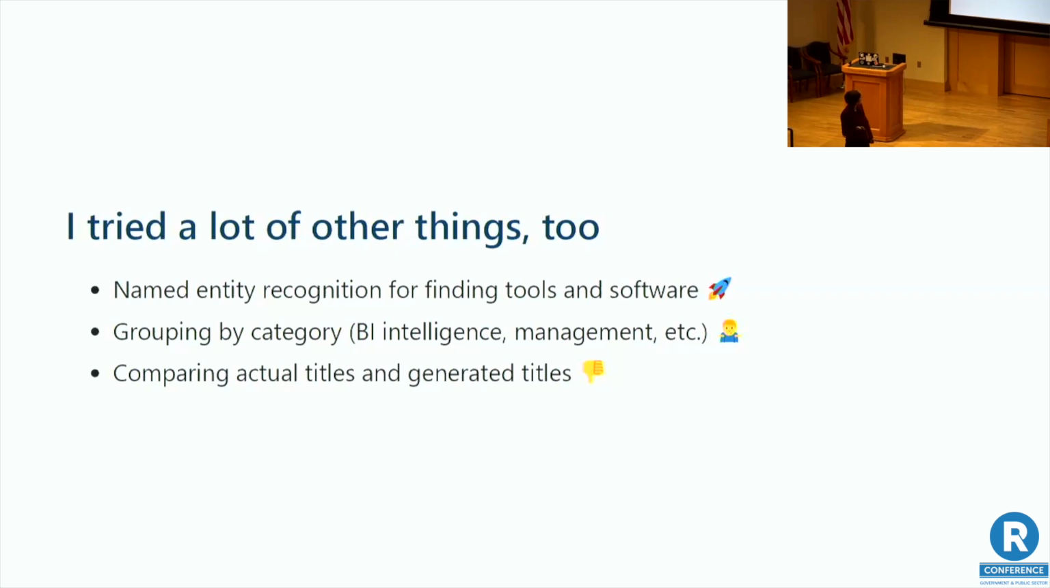Grouping by category, so saying, tell me if this is a management job or a data analyst job, again trying to do a more standard classification problem with preset categories, didn't work as well. I think maybe there's some promise there, but I couldn't really get it to work. And then comparing actual titles and generated titles, so asking how different the title the LLM made is from the actual official job listing, just really didn't work. I think maybe it needed more context about what I meant by different, and I wasn't able to get it.